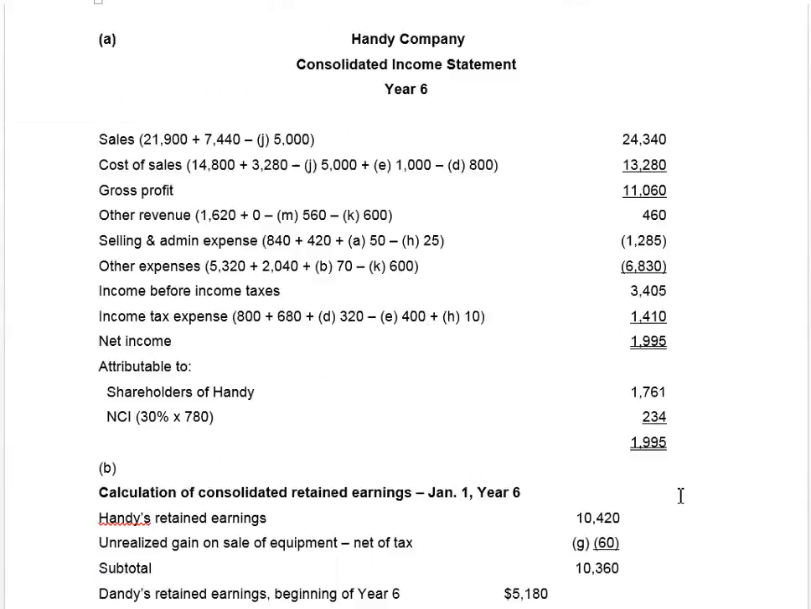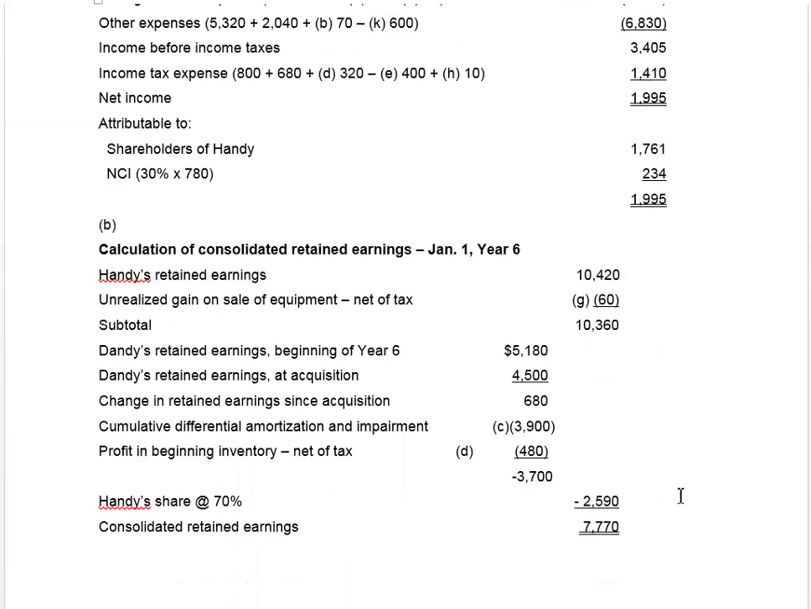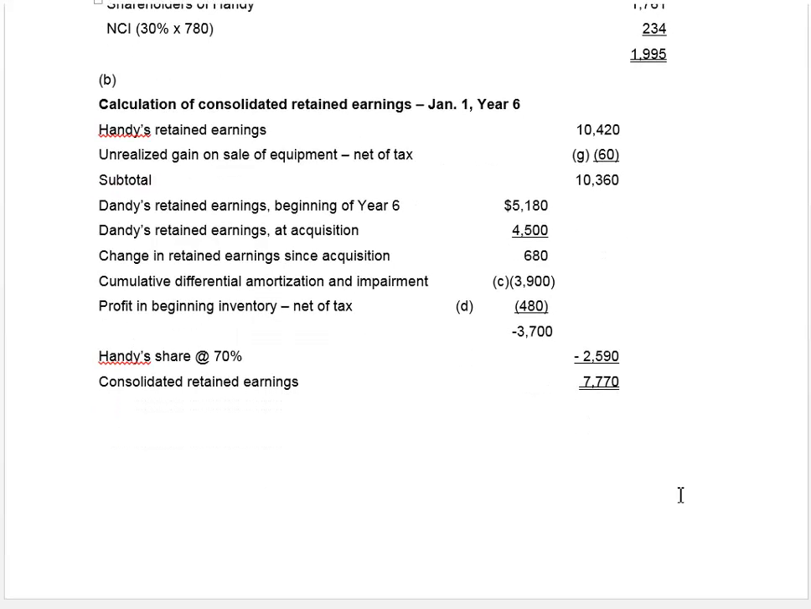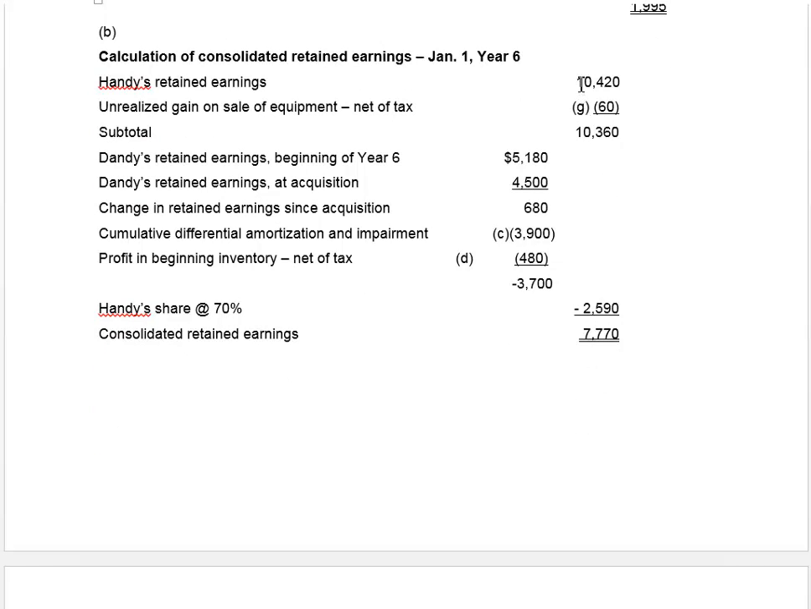Okay, now if we want to do our calculation in the second part here of consolidated retained earnings, the easiest thing to do would be to start with the retained earnings of the parent, which is $10,420. And don't forget, the parent was the one who booked the gain on the intercompany equipment sale. They booked that gain of $200 pre-tax. After tax, it was $120. They booked it in year 2, which was the year they sold it intercompany to the sub, Dandy.